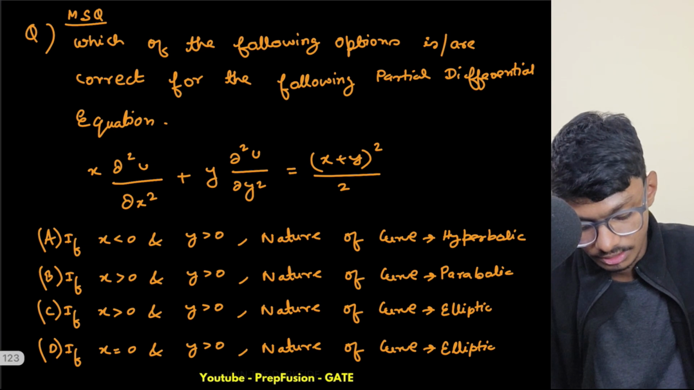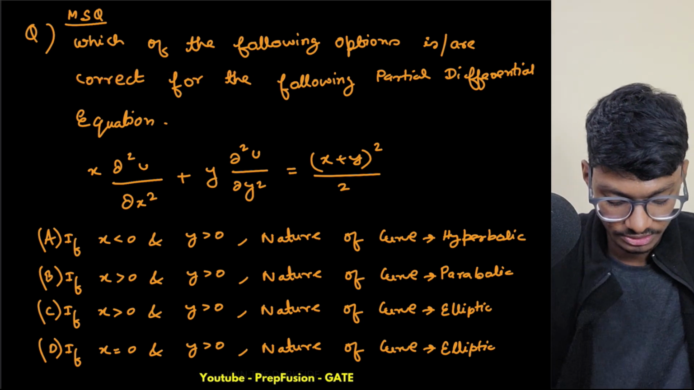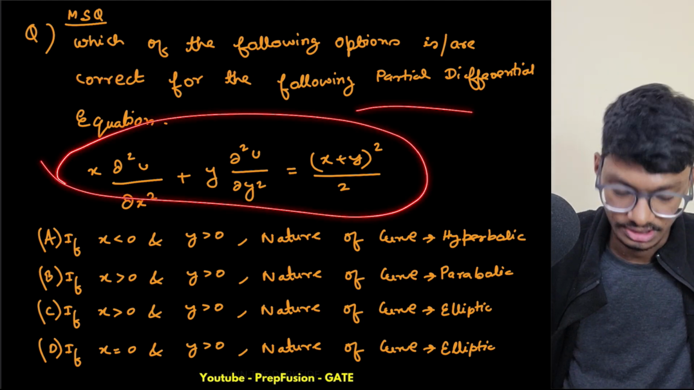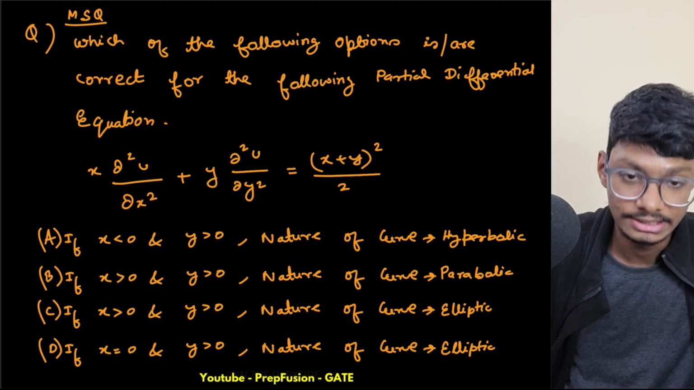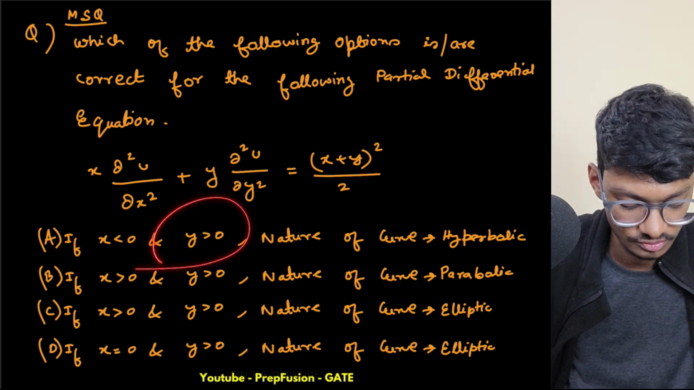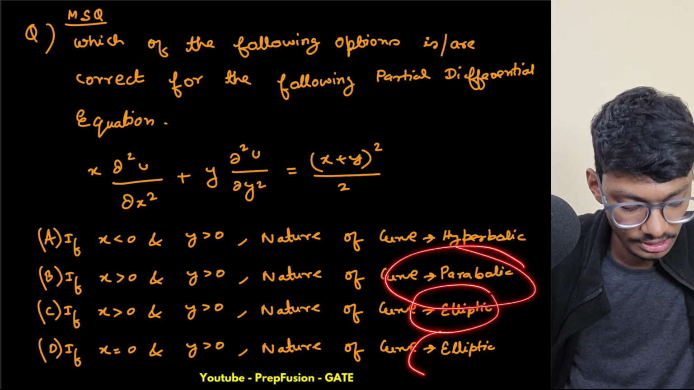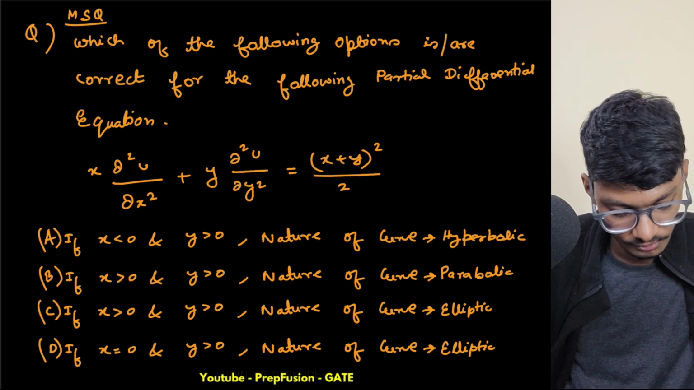Okay, again we have been given this MSQ question, a basic question, where a partial differential equation has been given and you have to tell the nature of the curve. If positive values of x, positive values of y, will it be hyperbolic, parabolic, ellipse, and sorry, what was this? I don't remember.